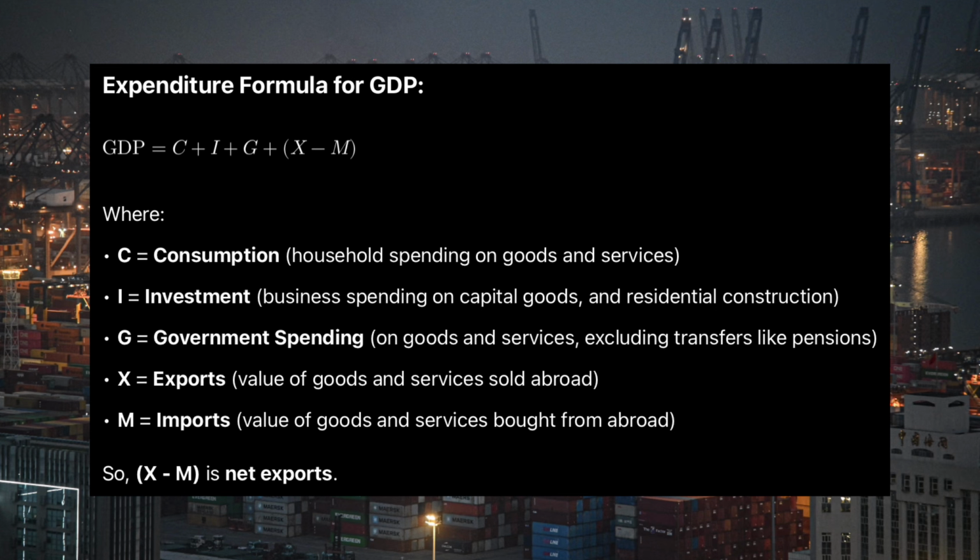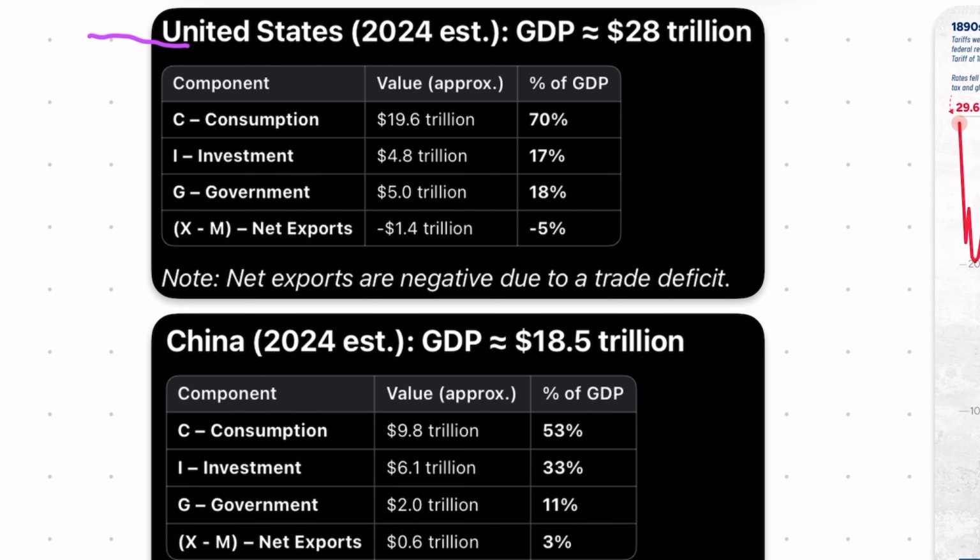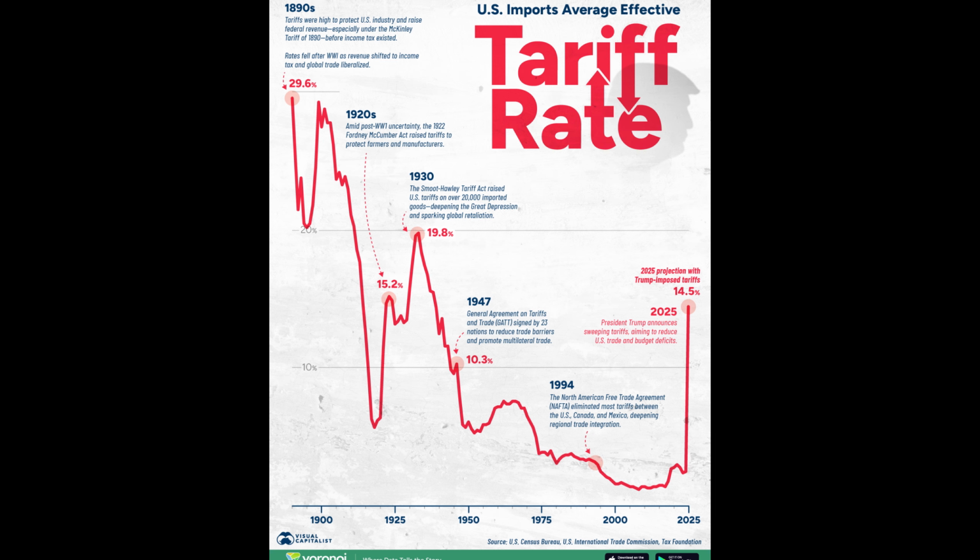GDP is composed of consumption, investment, government spending, and net exports. And when it comes to the United States and China, the relationship here is pretty simple. China, due to their investment in various industries, exports a lot of products to the United States, which is a consumption-led economy. And with this massive shakeup in US policy, this relationship is essentially coming to an end.